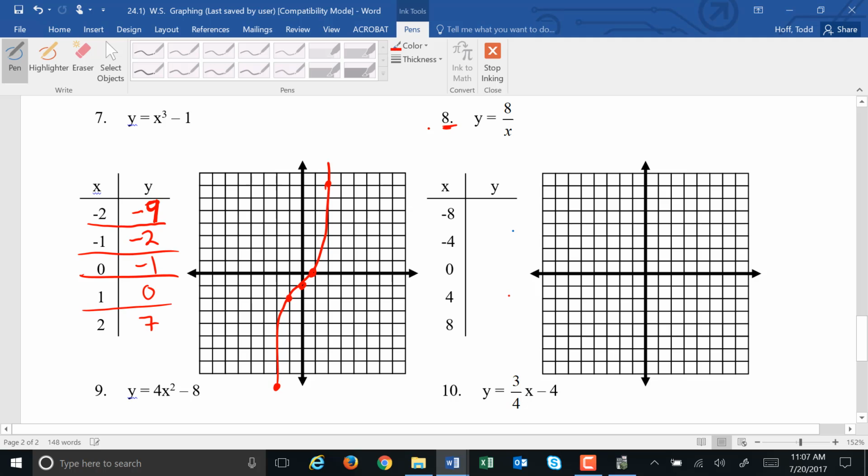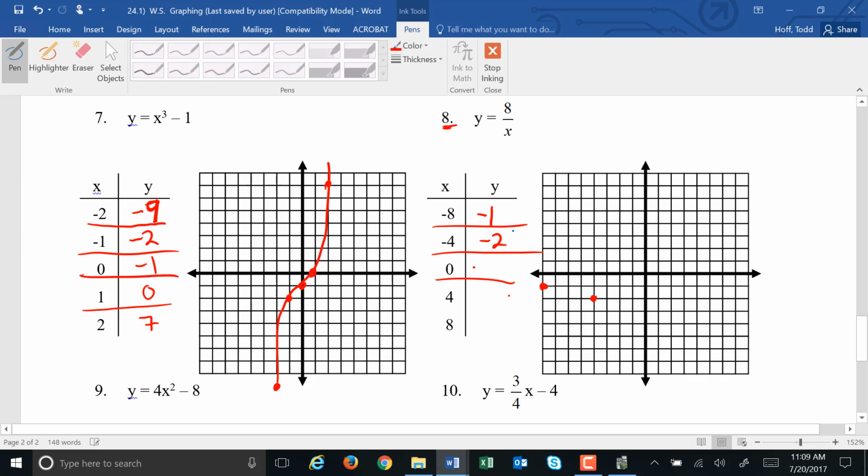You guys need more time for number 8? Okay, I'll give you a couple more minutes. Okay, let's head you off here. So over here, if x is -8, what is 8 divided by -8? -1. So if x is -8, y is -1. That's a point right there. If x is -4, y is -2. So -4, -2.